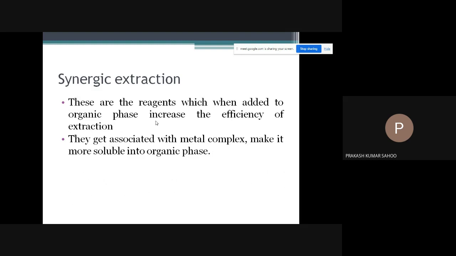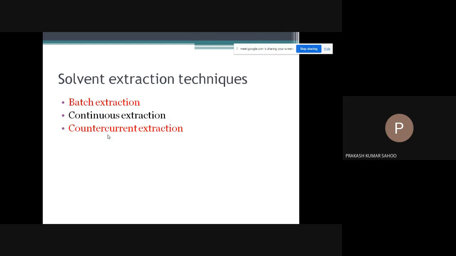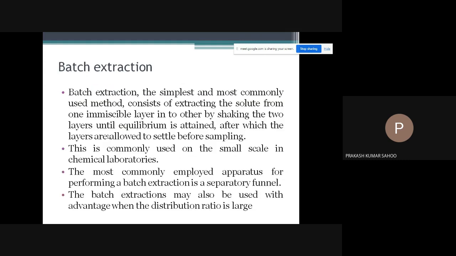Then the last one is synergic extraction. These are the reagents which, when added to the organic phase, increase the efficiency. They get associated with the metal complex and make it more soluble in the organic phase. So this will be your synergic extraction. Then we have solvent extraction techniques: batch extraction, continuous extraction, and counter current extraction.